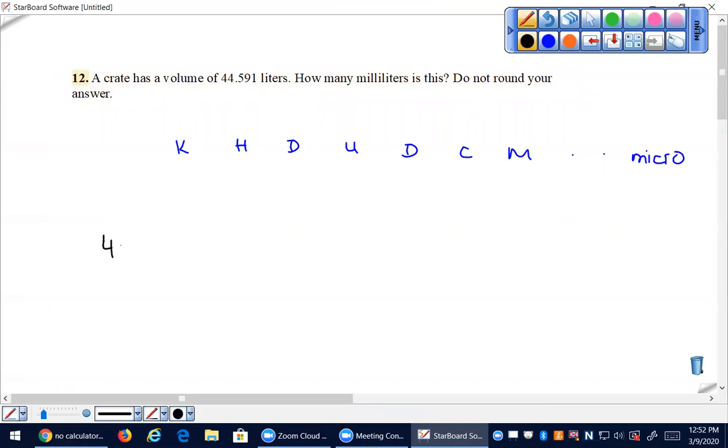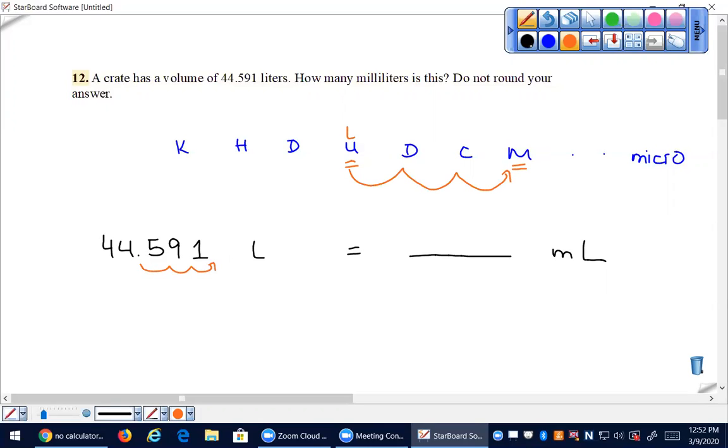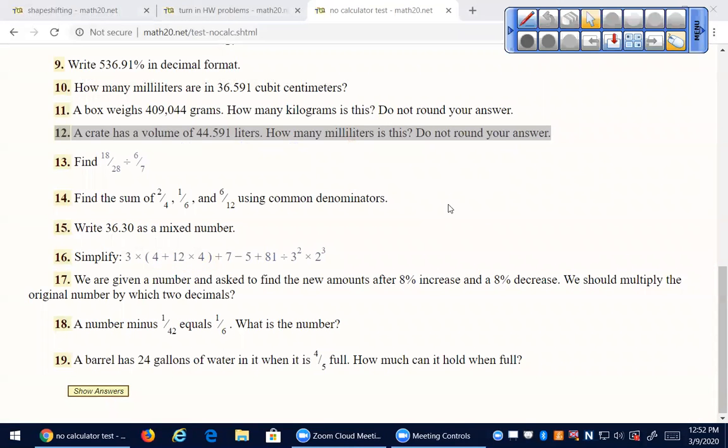Now I'm going 44.591 liters is how many milliliters? So liters is my basic unit. I'm starting at liters and going to milliliters. So 1, 2, 3, 1, 2, 3, and so 44. Hang on. It always goes from the top. You start where the decimal point starts, right? Okay, then question. This one has a comma. That means where's the decimal point if there actually doesn't look like there's a decimal point?